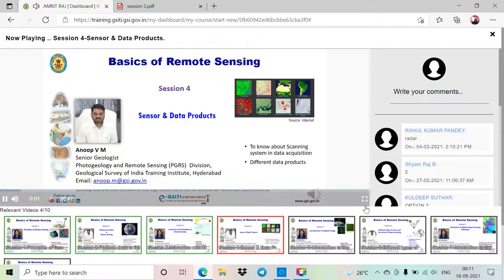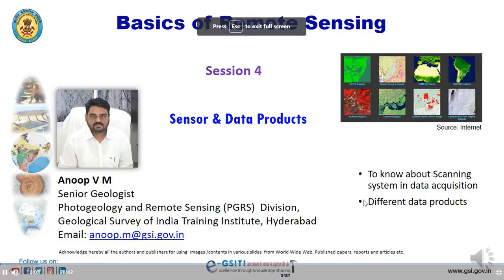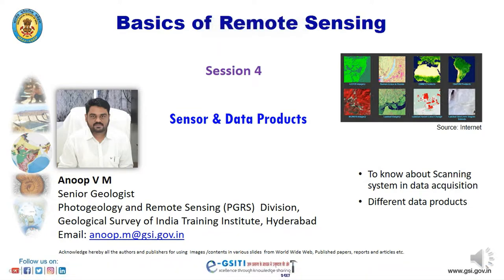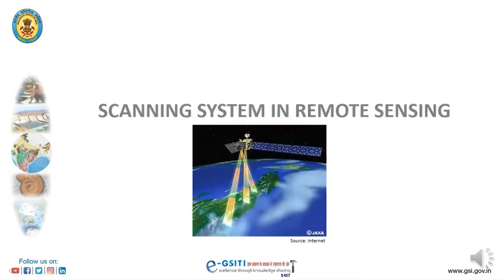Welcome to the fourth session of Basics of Remote Sensing. Here we will discuss sensors and data products. It is to know about the scanning system during data acquisition and to know about different data products globally and in our Indian scenario. Scanning system in remote sensing.